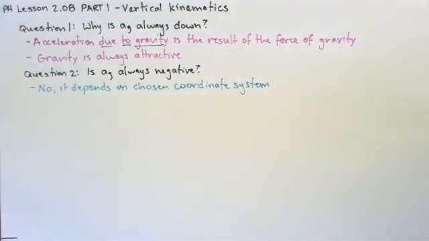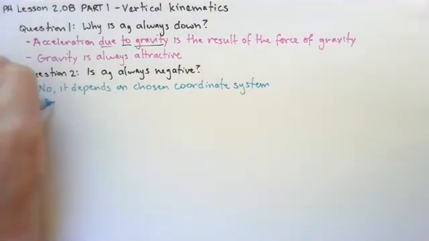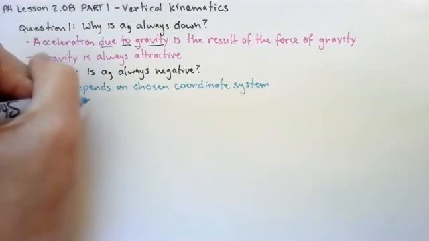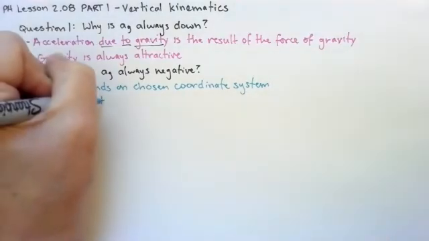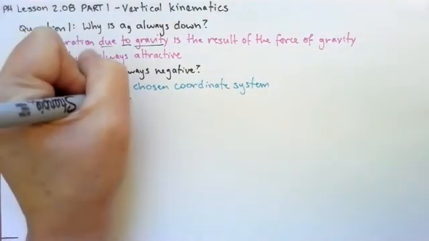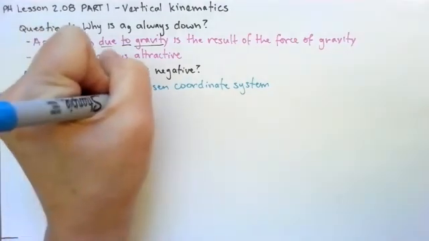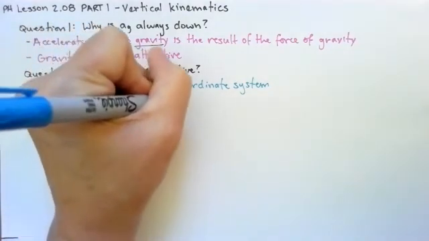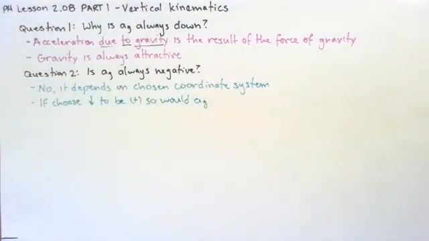There are going to be instances where we're going to want to make down positive, and in that case, acceleration due to gravity will be positive, but all the other kinematic vectors that point up will be negative. So if we choose down to be positive, so would acceleration due to gravity.